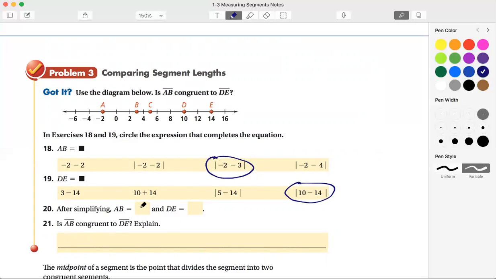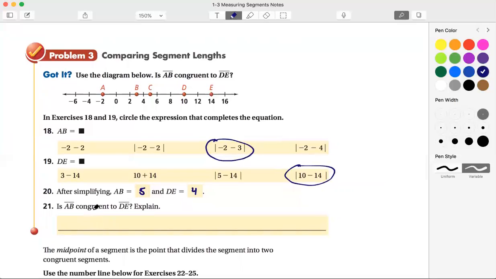So the absolute value of -5 is 5. And then if I subtract 10 minus 14, that's -4. The absolute value of -4 is 4. Are these two segments congruent? Well, in order for two segments to be congruent, they must have equal measurement. So we would say no. Segments with different lengths are not congruent.